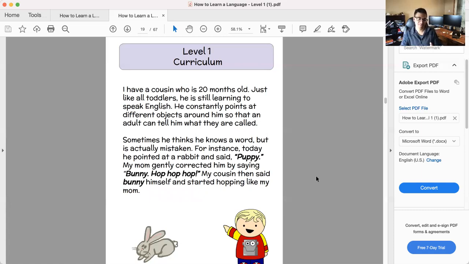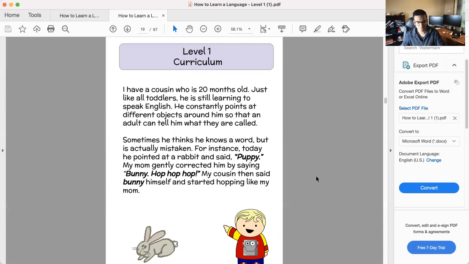Something he would do all the time is walk around and point at things and ask an adult what that thing is called. I can't remember how he asked, but he would basically point at things as if asking, what is that called? Sometimes he'd make a mistake. He pointed at a bunny once and he called it a puppy, and so we had to correct him. We said, oh, no, it's a bunny. Look, hop, hop, hop, hop. And then my cousin repeated and said, oh, bunny, hop, hop, hop. And then he started to hop as well.